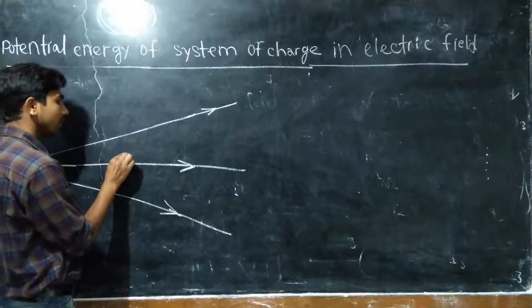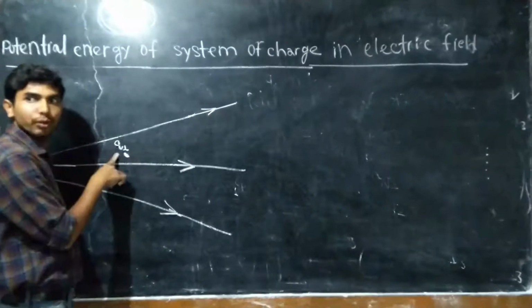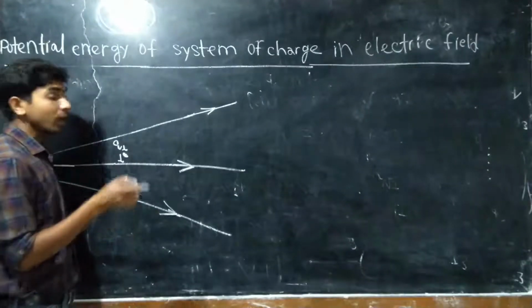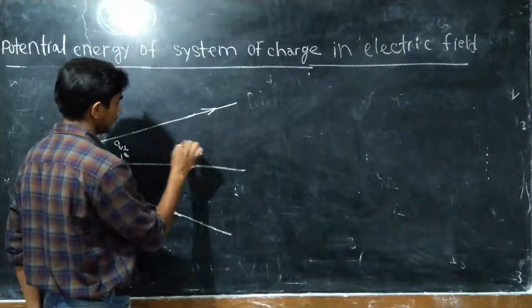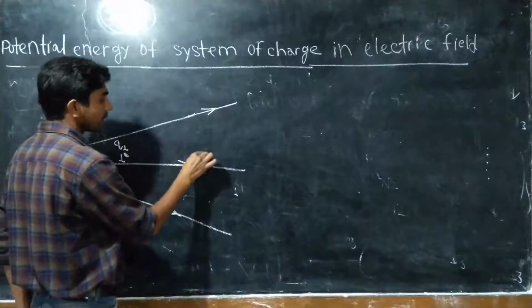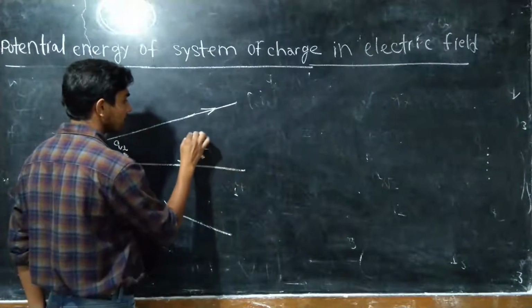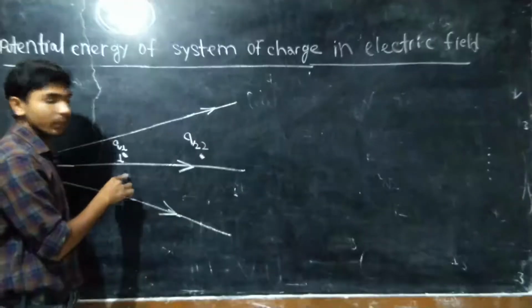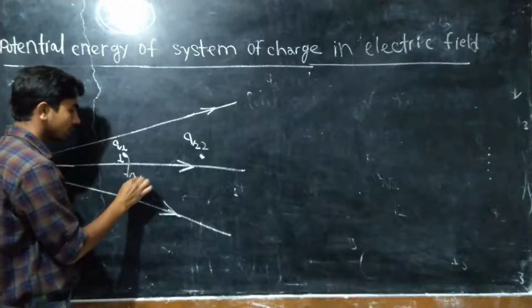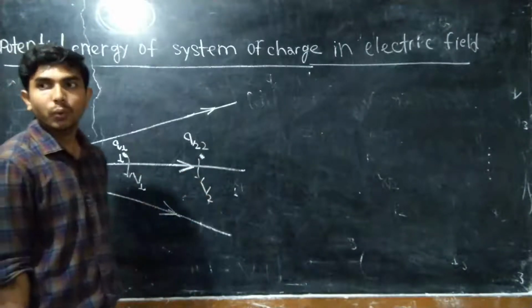Suppose this is your point 1, and at point 1 I bring charge Q1. Another point is also present somewhere here, and that is point 2. Here I bring charge Q2, and this point 2 is in the electric field. So suppose the potential at this point is V1 and the potential at this point is V2, right?